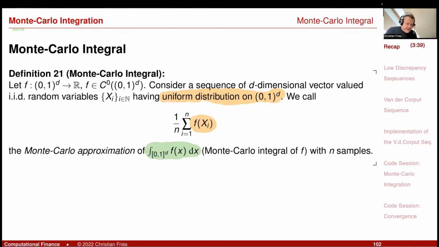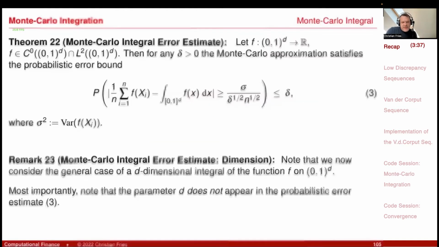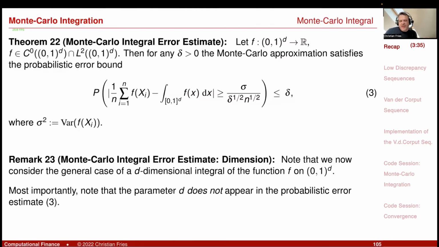And then, of course, we can repeat our convergence result to state that we have a certain error bound for the approximation of this integral. And that was the Monte Carlo integral that is now approximating this integral.